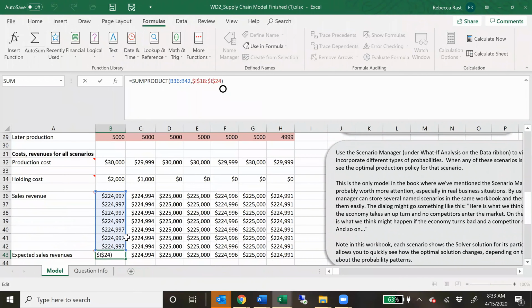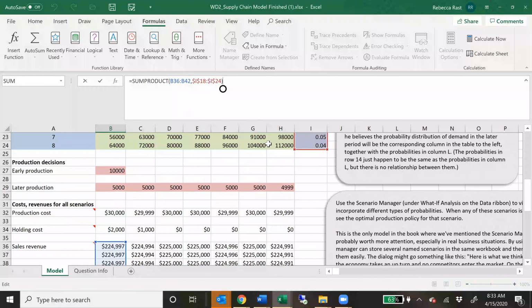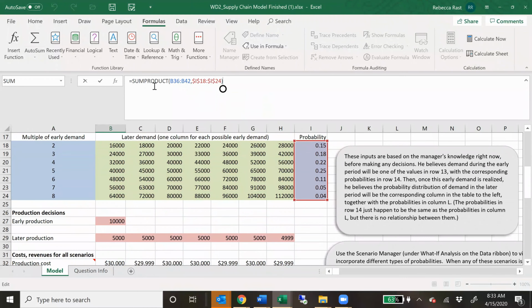You're taking that expected sales revenue, so you have sum product of B32 to B42, and then it's looking at the column over here, and you're using the dollar signs to show an absolute reference, because you don't want it moving over into these other columns that will have no information. So you need to say $I$18 to $I$24. So that number is stable.